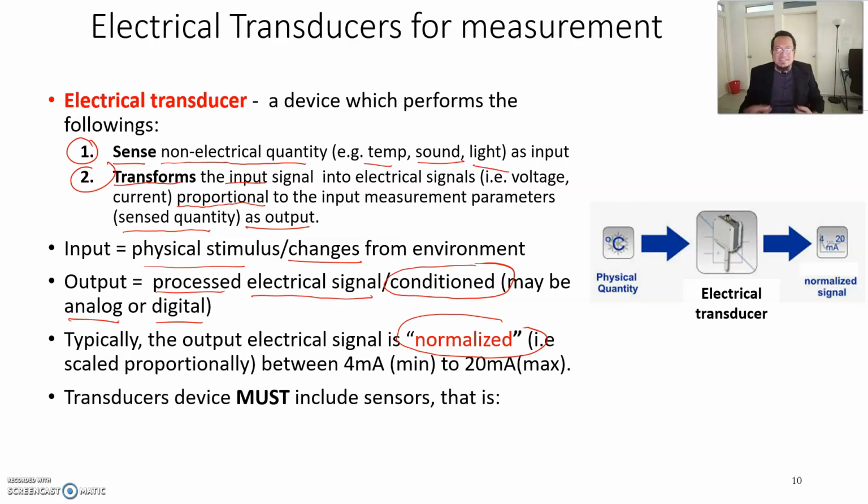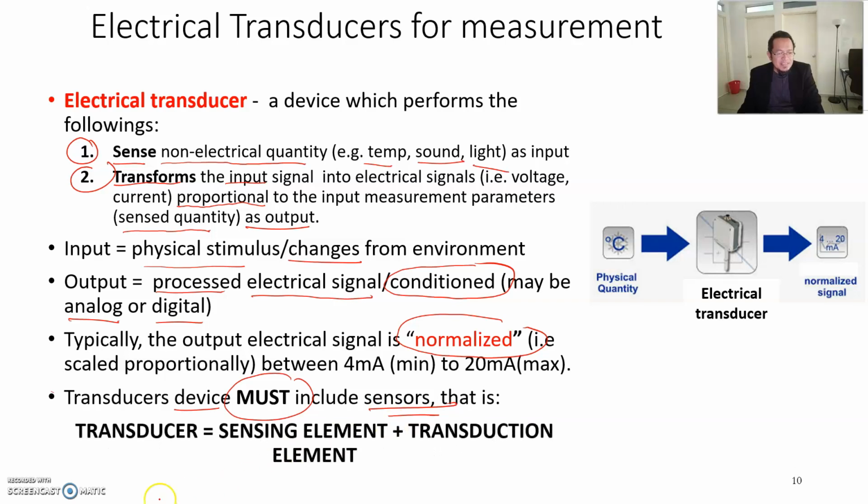I would say it's an international standard that uses 4 to 20 milliamp as a normalized scale for transducers. This is very important: how to differentiate between transducers and sensors. A transducer device must include a sensor. So the sensor is part of the transducer. Basically, you can say that a transducer is a sensing element plus a transduction element.